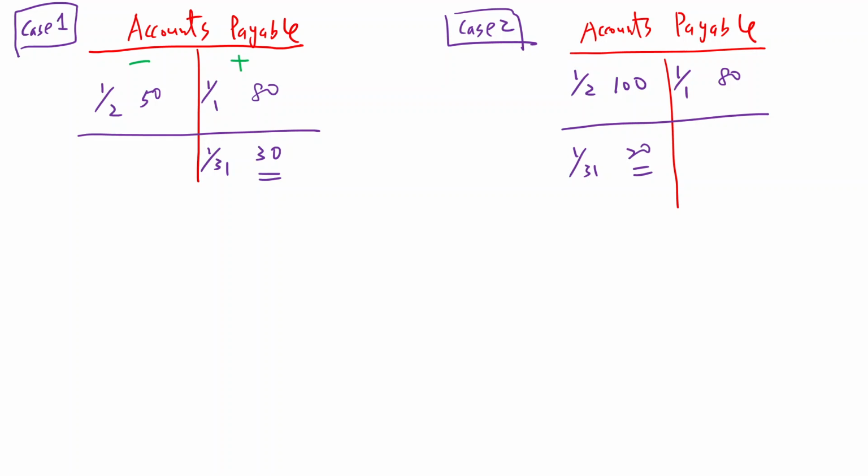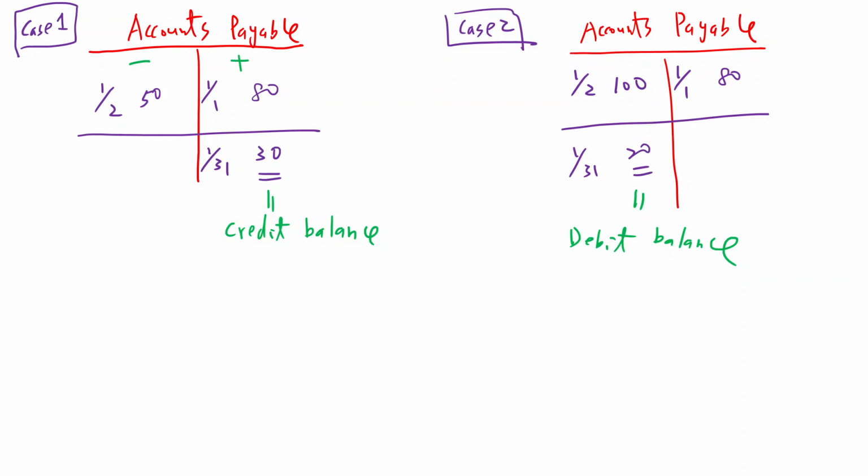Case 1, debit balance or credit balance? Credit balance, because your final number appears on the credit side, on your right side. Okay? So case 1 is credit balance. Actually, case 2 is debit balance, right? Okay. It means your final number appears on the debit or credit side.